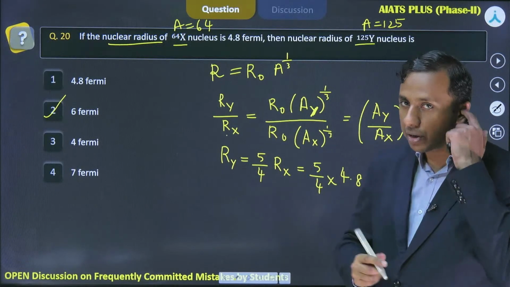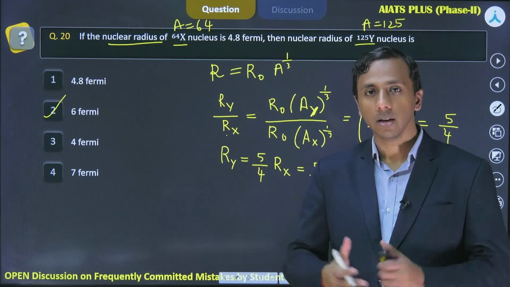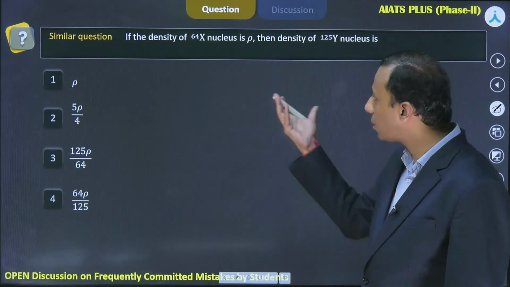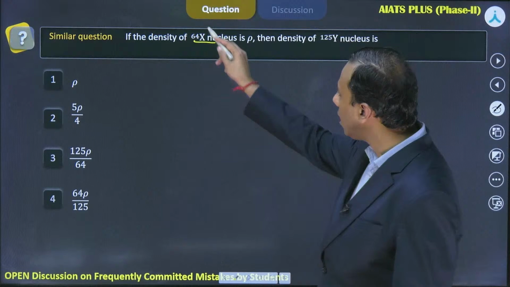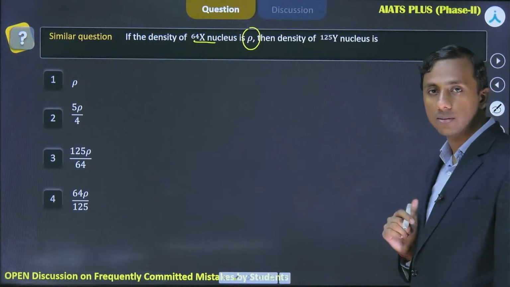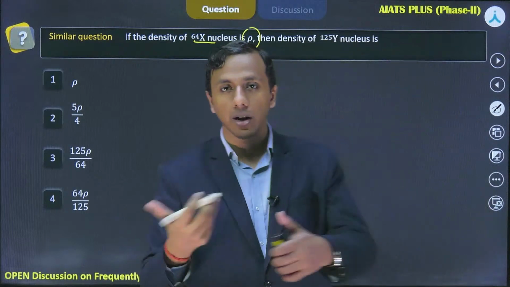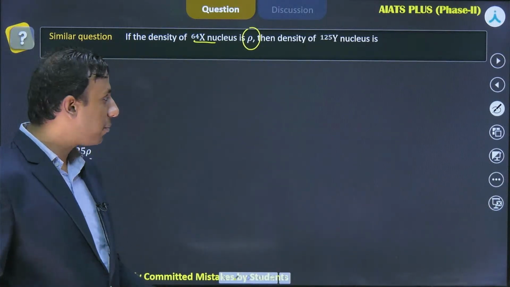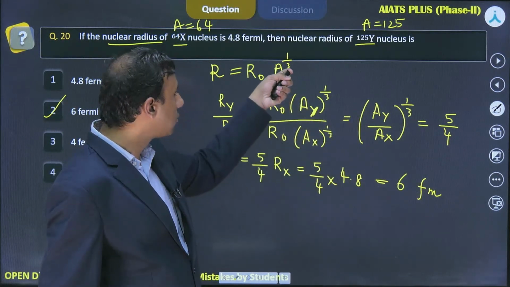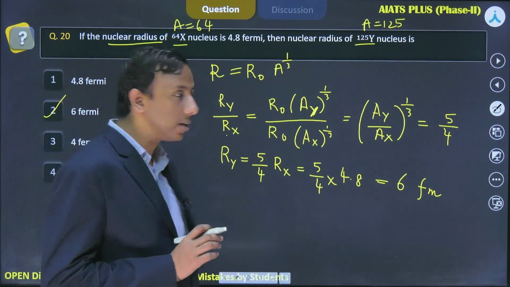Right. And remember, we had also discussed regarding density. What did we say about density? Density will remain constant, irrespective of what the mass number is. And as you can see, this next question: density of the same nucleus has been given as rho, and now I am asking you the density of the other nucleus, that is 125 nucleus. So what will it become? Will that also change? Because remember, the radius has changed, from 4.8 to 6. Why? Because mass number has increased. So mass number increases, radius also increases. But what about density? Density will remain constant.